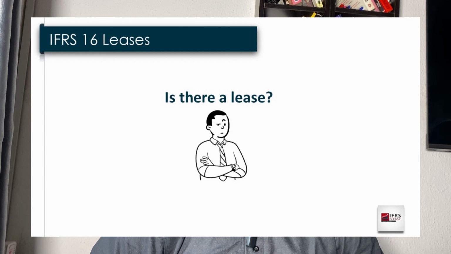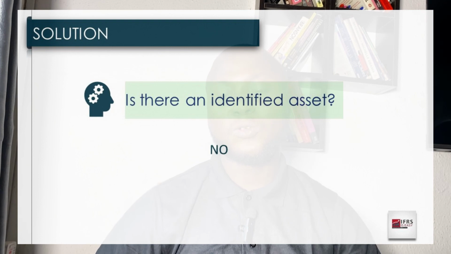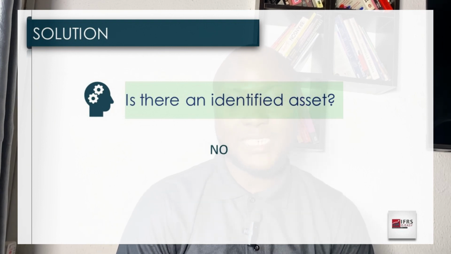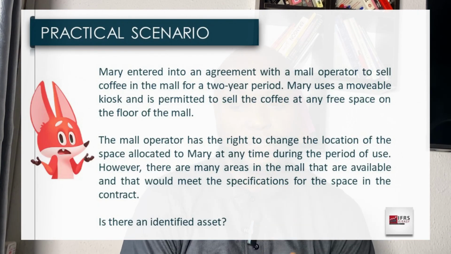Our conclusion is that Mary does not have an identified asset. The reason is that although Mary has entered into a contract with the operator, and Mary even directs the use of his own kiosk, Mary sells coffee at any free space on the floor of the mall. But you notice that it says the mall operator has the right to change the location of the space allocated to Mary at any time during the period of use.